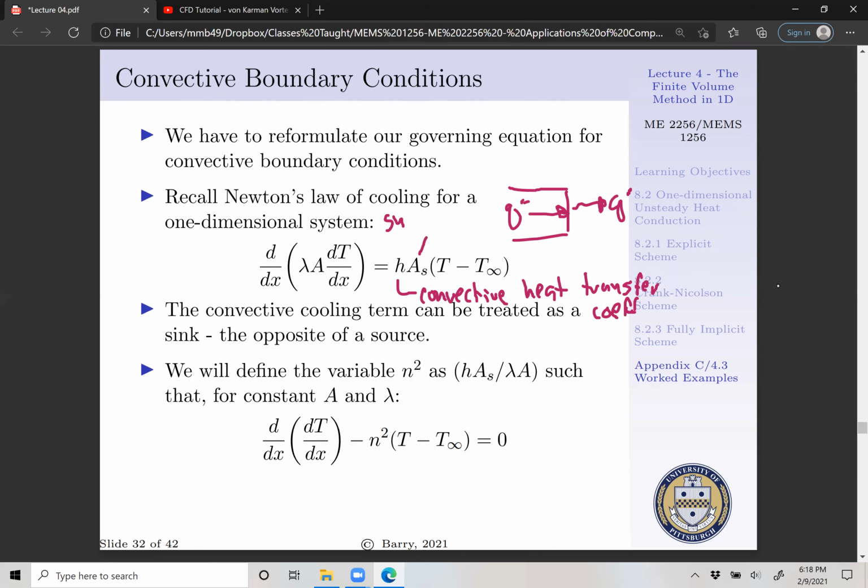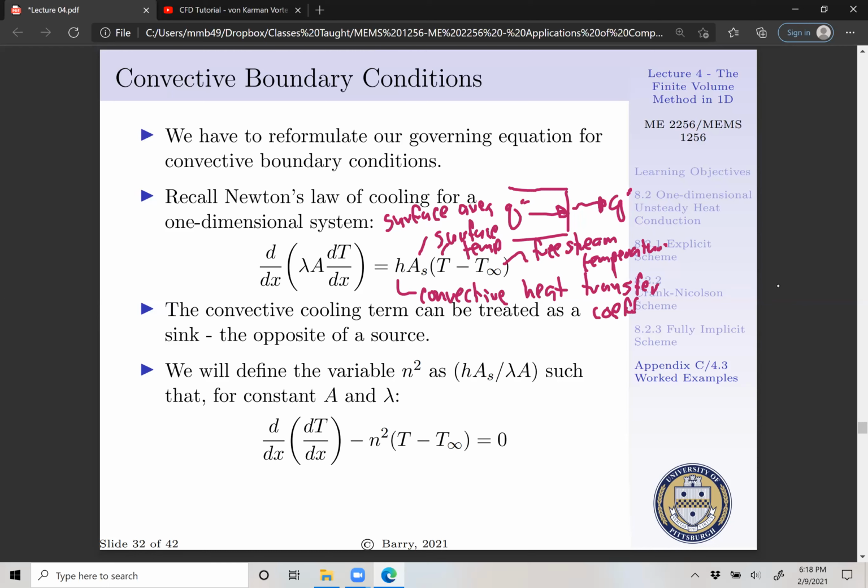AS is your surface area. T is your surface temperature. And T infinite is your free stream temperature. Now, what's really cool about this is we saw we could apply a boundary condition, Q at our boundary times the area of our boundary. That works.